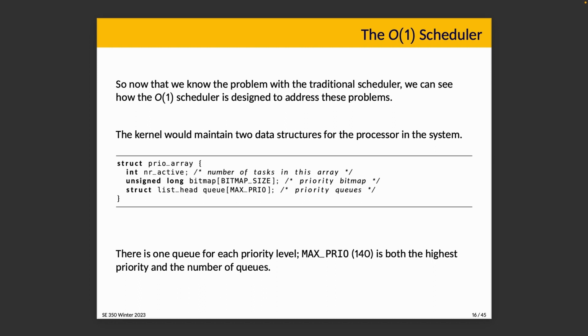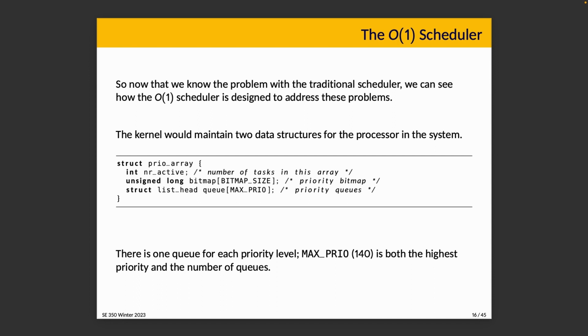The constant time scheduler has two data structures for the processor in each system. The important stuff to know is we have a struct here. I don't think it's actually implemented like this, but use this as illustrative to get an understanding of it. We have a structure called priority array, and it has an integer property in it that contains the number of tasks, so threads, in this array. We have a bitmap, which represents the priority, and then we have a struct list head of a queue, and this is the priority queues.